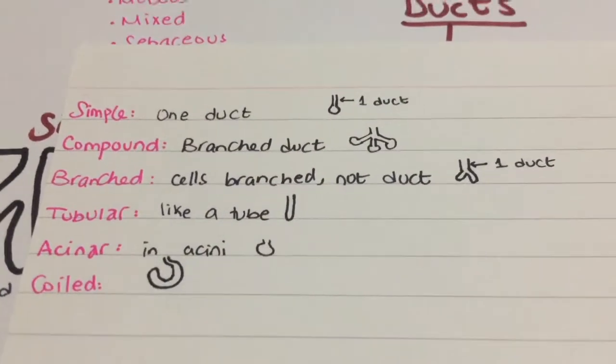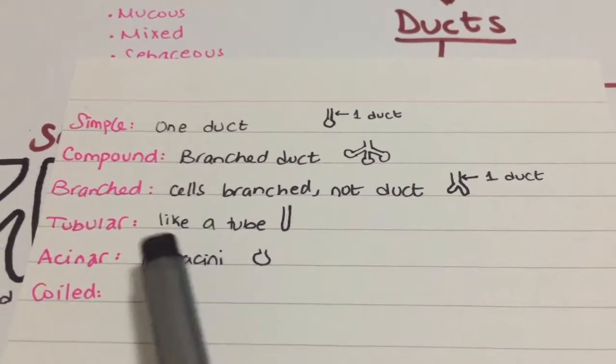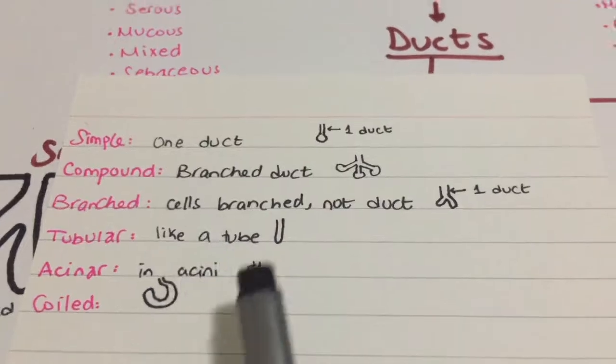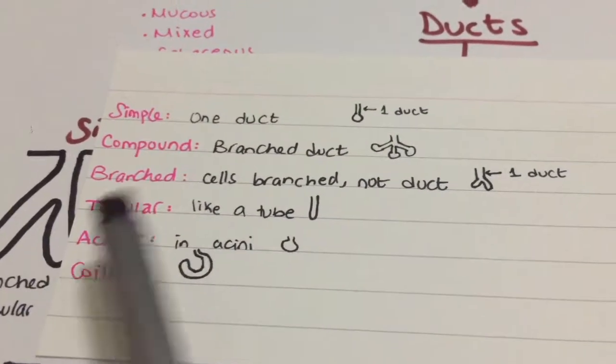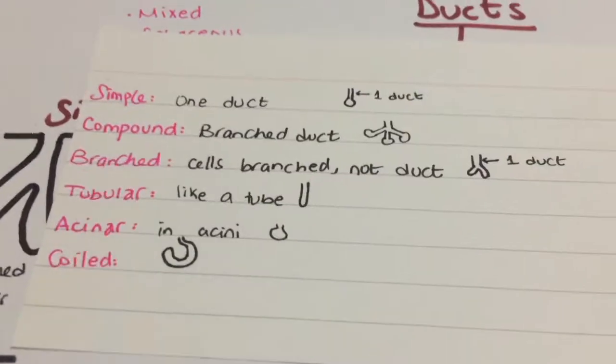Then we can talk about the shape. There's tubular, so like a tube. Acinar, so it's divided in acini, and acini look like a circle. Then there's coiled, which are basically a type of tubular, but they coil, okay?